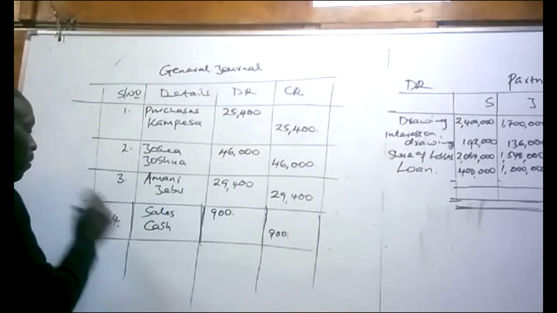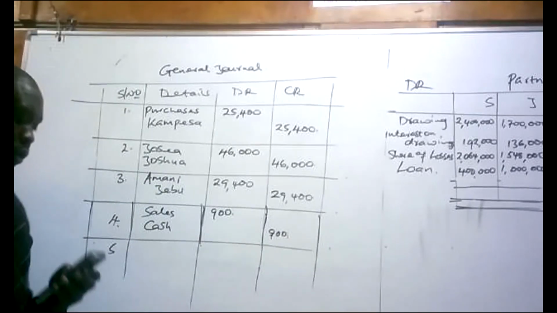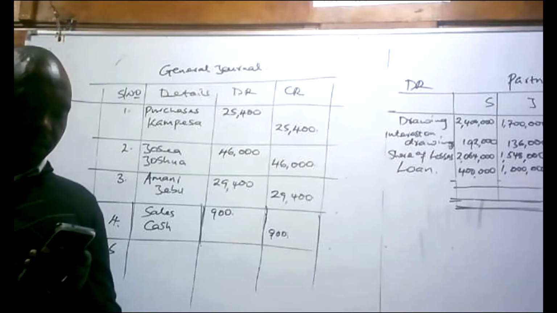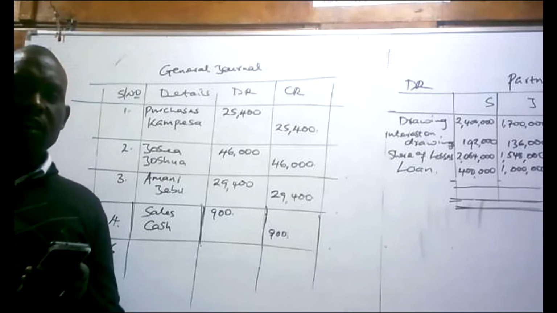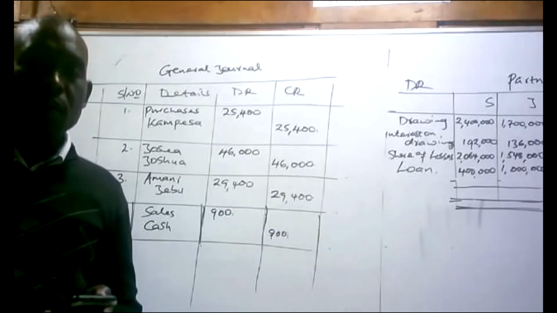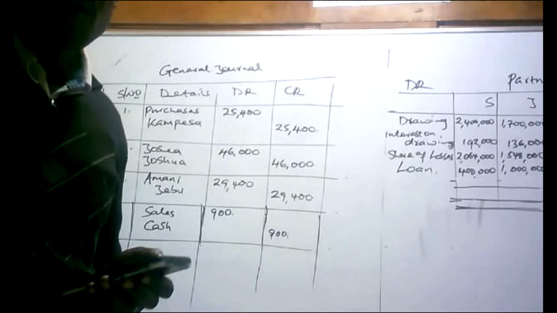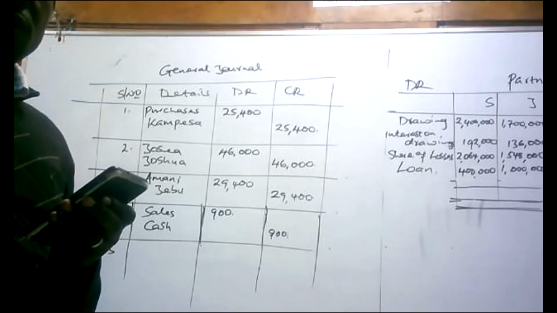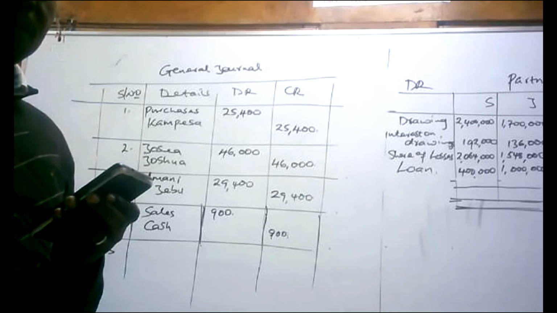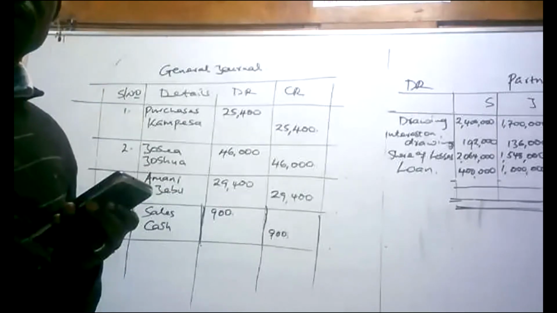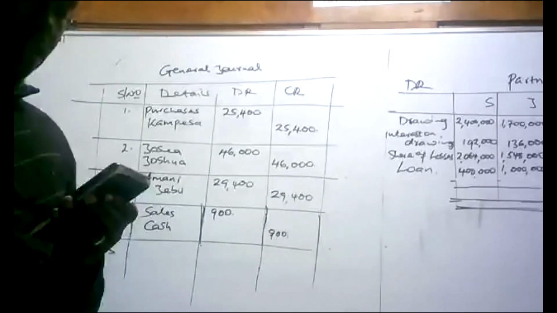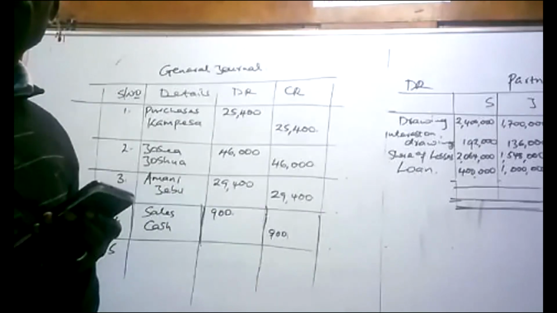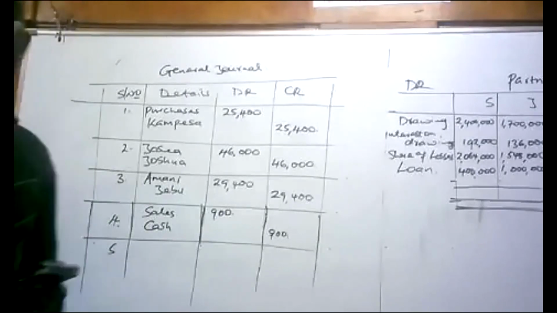That is number 4. Lastly, number 5, what happened? Recorded motor vehicle expenses of 36,700 in motor vehicle. That is an error of principle. Motor vehicle expenses is supposed to be recorded in the motor vehicle expenses account, not the motor vehicle account.